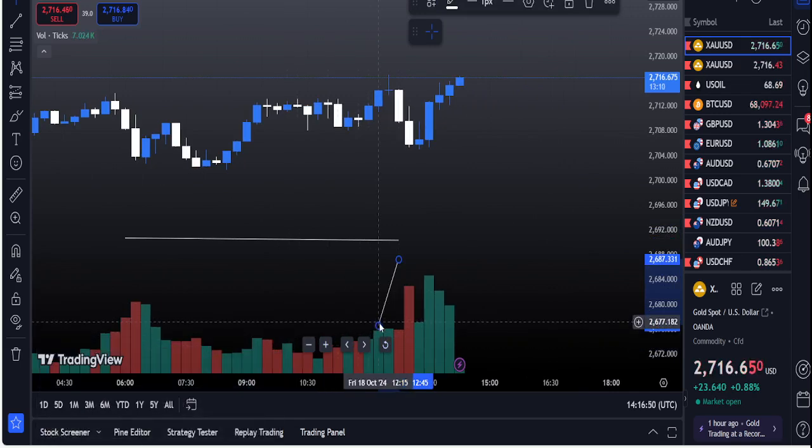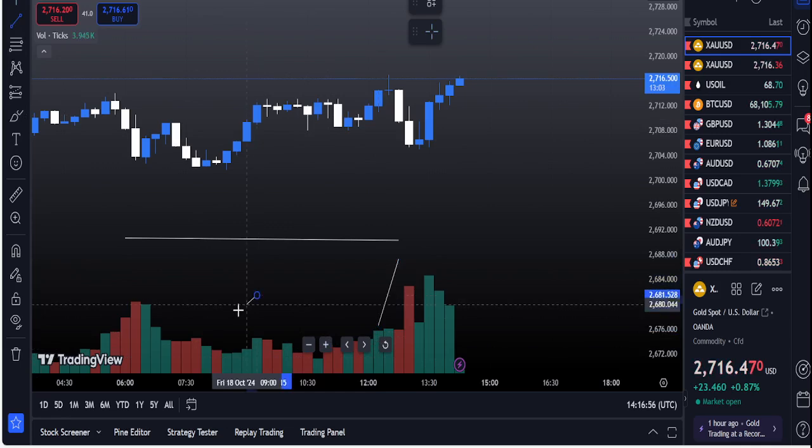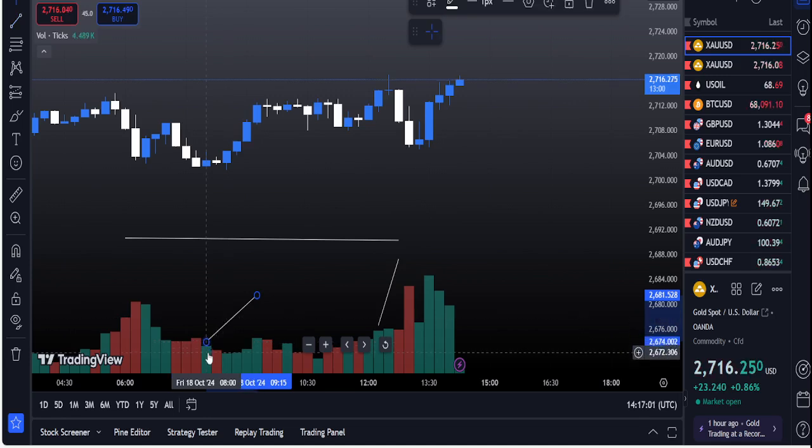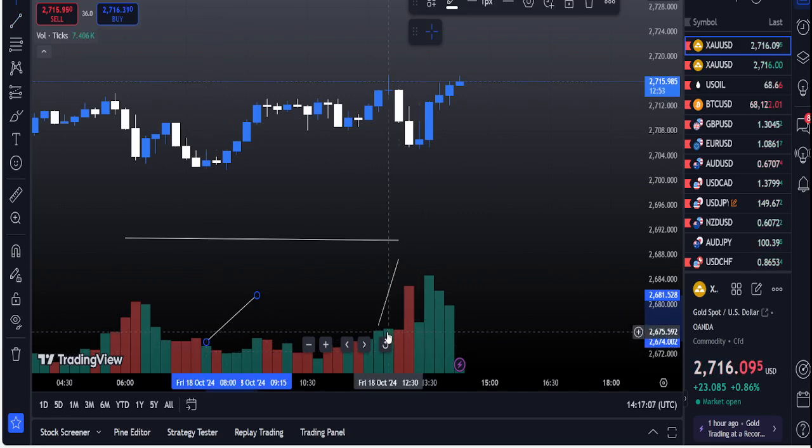So we can say that this is a normal volume because this is an average volume. And when we ask about this volume, then we can say that this is a low volume. So this is a low volume, this is an average volume, and this is an ultra high volume.